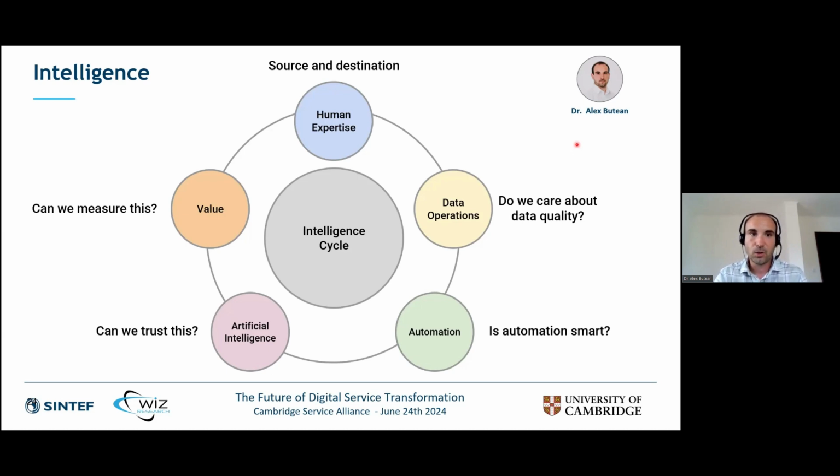So talking about intelligence, I'm going to shortly end my part here. Talking about intelligence in the intelligence cycle is always open to debate.